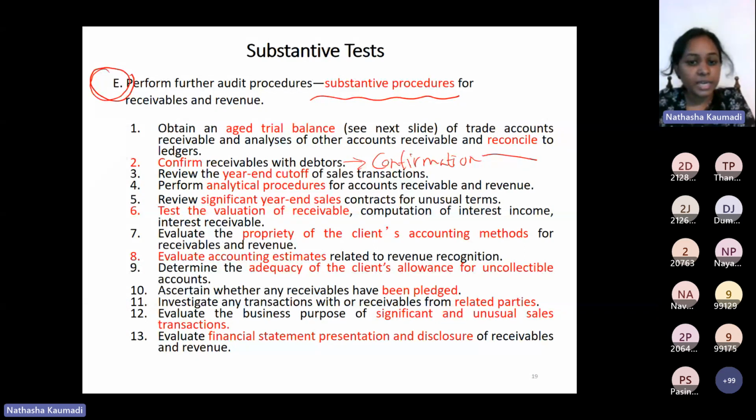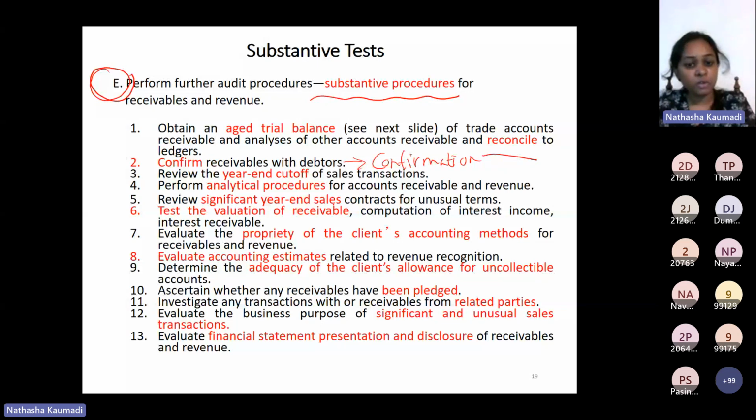Review significant year-end sales contracts for unusual terms. Now, if there are fraudulent activities, most especially, if you can remember the sales-based bonus example, I told you there can be unusual big sales amounts at the end of the year because managers have recorded fictitious sales transactions at the end of the year, as they wanted to achieve their sales targets. So review significant year-end sales. You have to specifically review those year-end sales if there are unusual numbers.